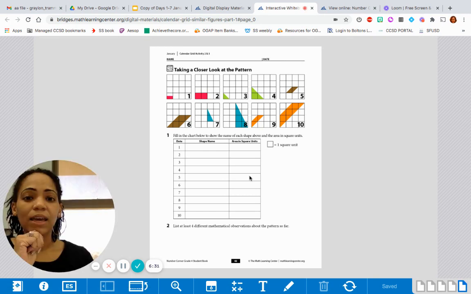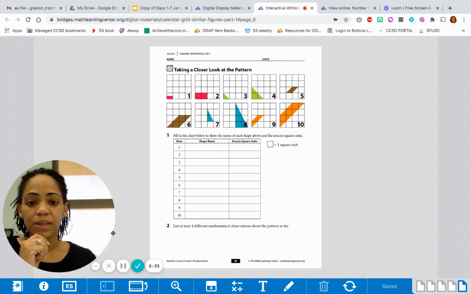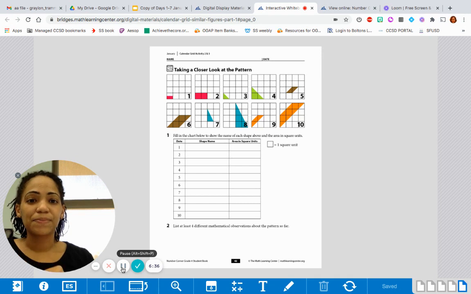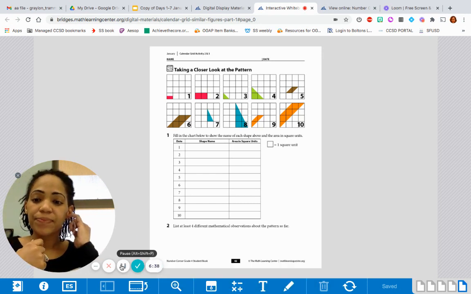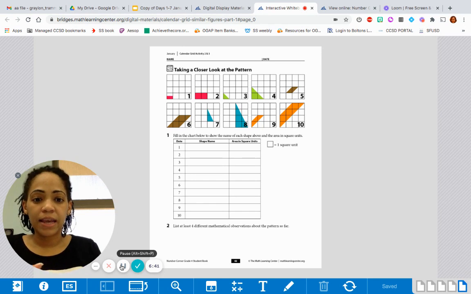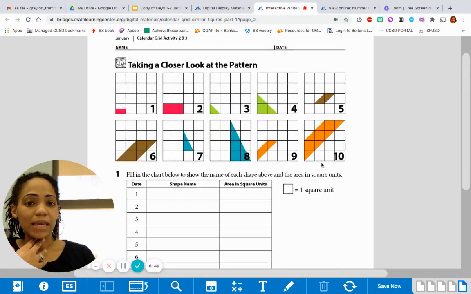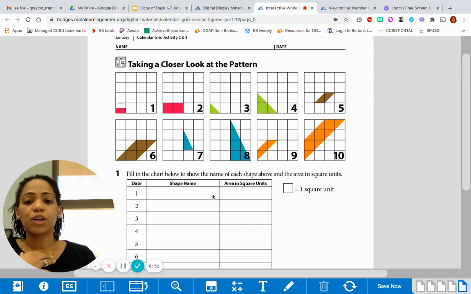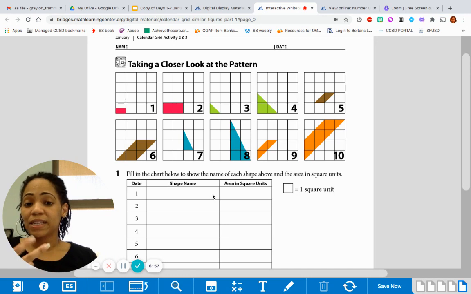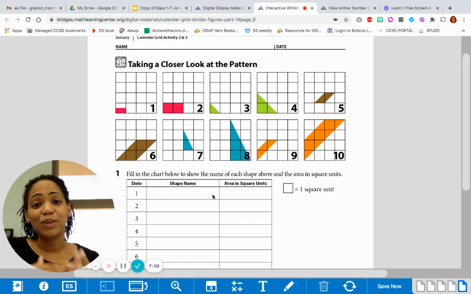Now I want you to open up your Number Corner book, and I want you to find the page that says Taking a Closer Look at the Pattern. I'll give you a moment to do so. Okay, hopefully you are there. So, taking a look at the pattern, they've shown you the first 10 markers, which we've already kind of talked about together. And it wants you to fill in the chart with the name of each shape and the area. So, although we've done it together, now I want to see that you understand what we've done together and that you can think about it and show your work accurately on this piece of paper.